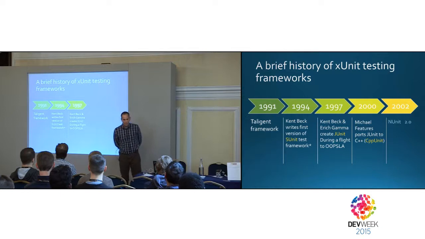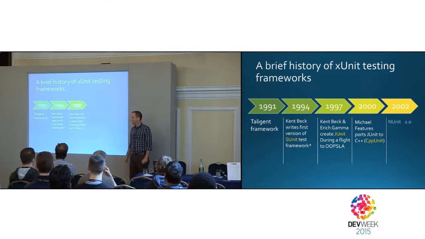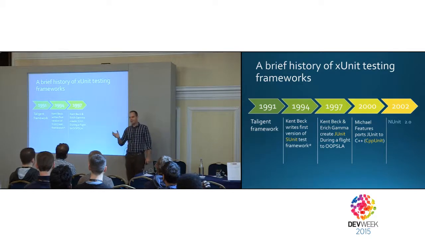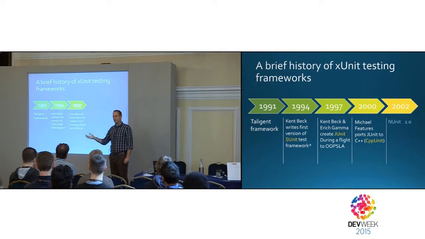On the plane to OOPSLA, being an object-oriented programming conference, Kent Beck and Erich Gamma looked at all those xUnit frameworks and converted them to Java. And JUnit was created. JUnit, well, I'm not 100% sure, seems to be the first unit testing framework that was created to give to other people to write unit tests, not on the same project. They did it on the plane ride because they were bored.